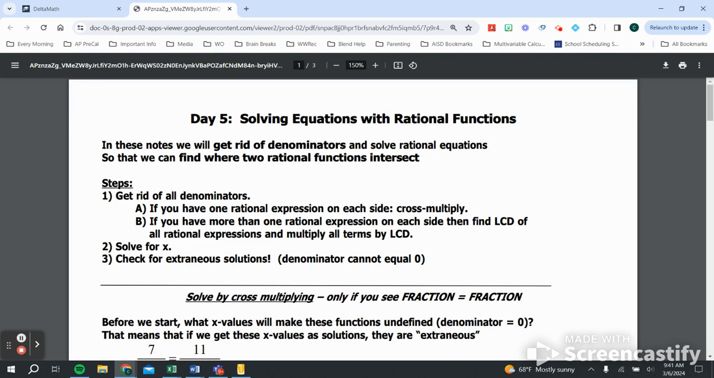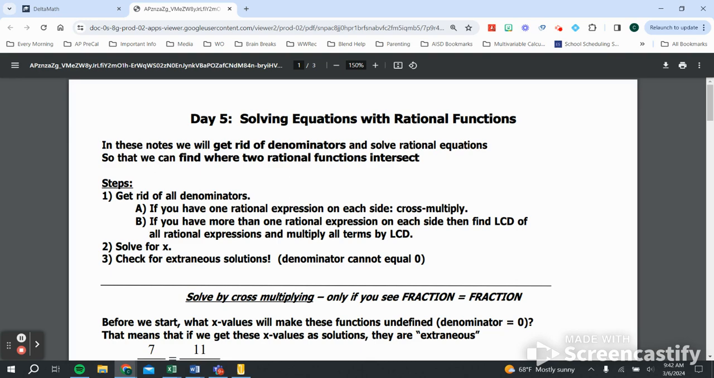B, if you have more than one rational expression on each side, so let's say you have two fractions, or maybe you're adding and subtracting on one side and adding or subtracting on the other side, we need to find the least common denominator like we did for addition and subtraction. And then we're going to multiply the entire equation by that LCD. That's going to help us get rid of those fractions. Once we've done that, we're going to solve for x, and then we need to check for extraneous solutions.